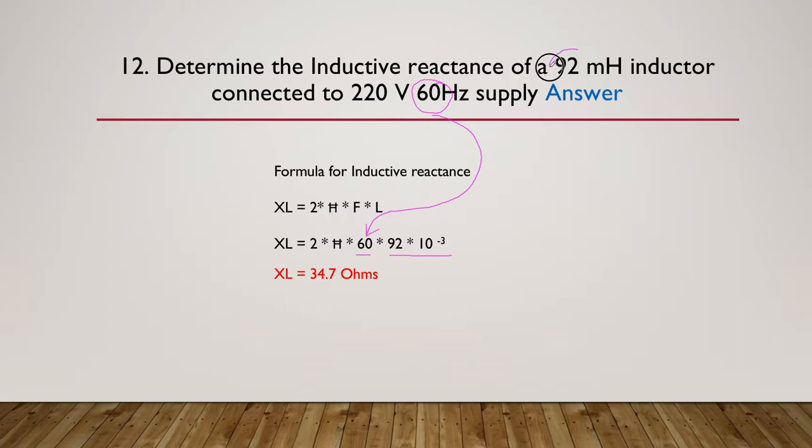And we've got 92 millihenries. So that's 92 times 10 to the minus 3. Again, making sure we put all that in the right order into our calculator, and you should end up with 34.7 ohms as the inductive reactance XL.